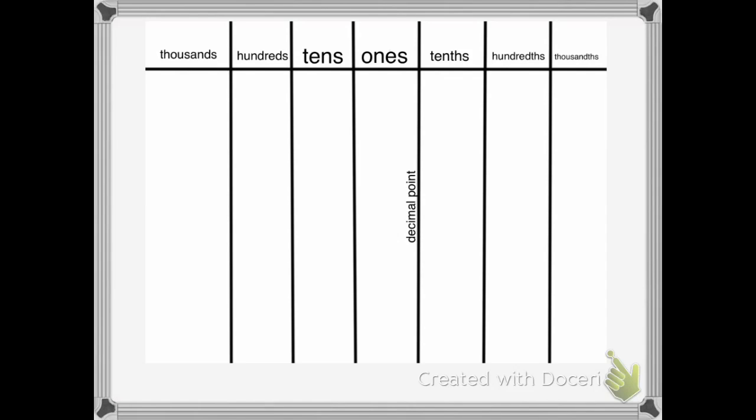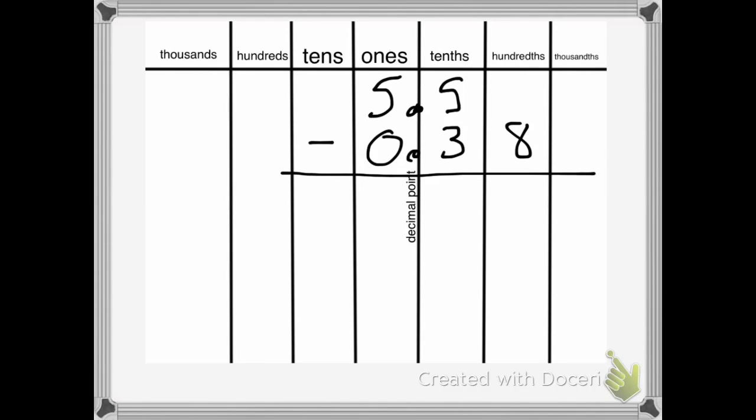Let's say I do something a little different. I'm going to subtract. I've got a whole number here: 5 and 5/10 minus 0 and 38/100. Okay, now wait. I've got a gap. I've got this hole in the hundredths place in the top number. I can put in a space-filling 0. It does not change the value of 5 and 5/10. It only changes its name from 5 and 5/10 to now 5 and 50/100.